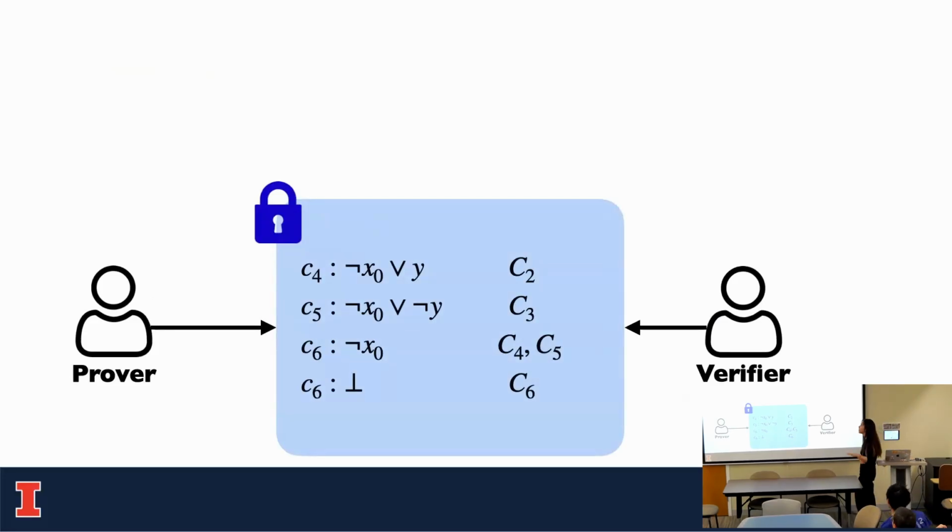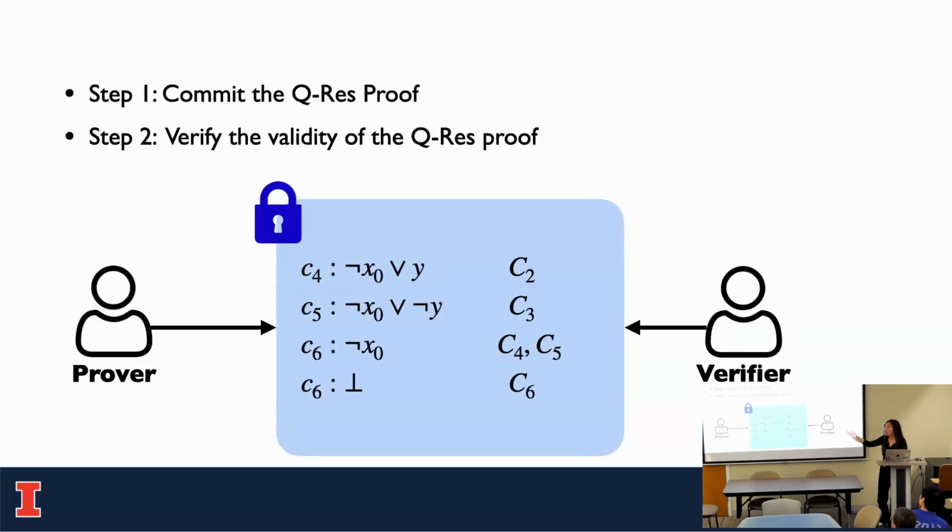If you still remember the commit-and-prove paradigm, the idea of building this ZKP is relatively straightforward. How can we do it? First, we just commit to this Q resolution proof. And then we show over this commitment that this Q resolution proof is indeed a valid resolution proof. However, the gap is that Q resolution proof is a logic language, and when we talk about commitment, we have arithmetic language. So we need to find a way to connect them together.